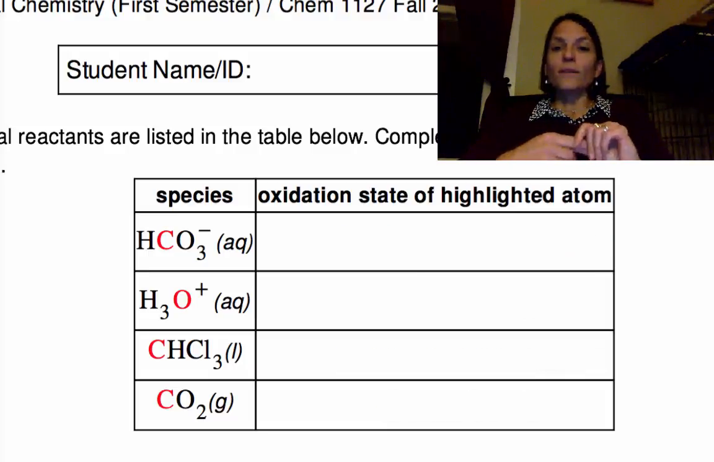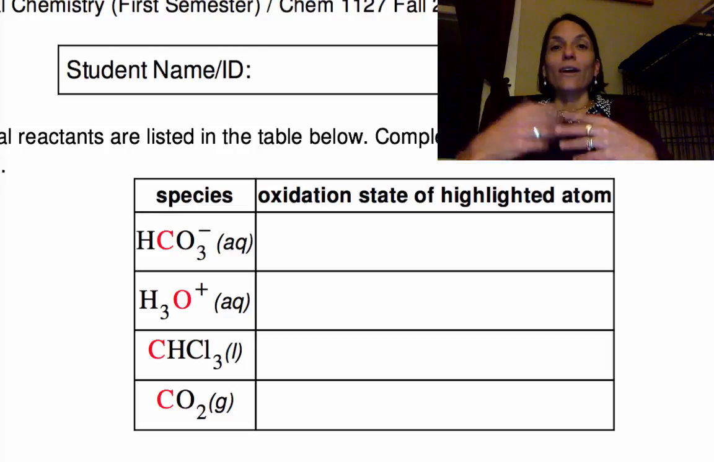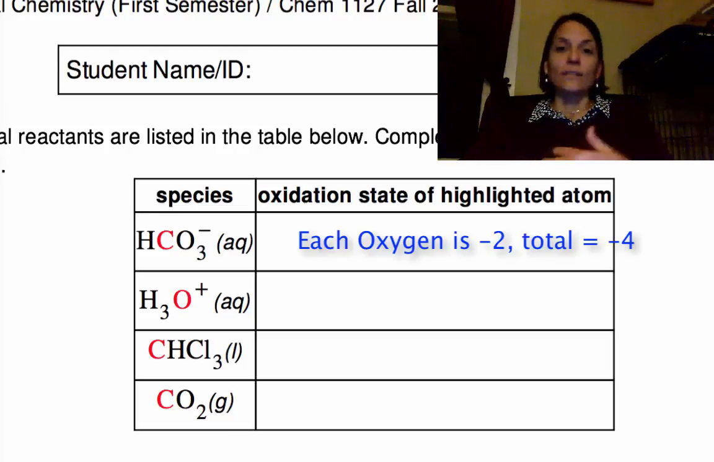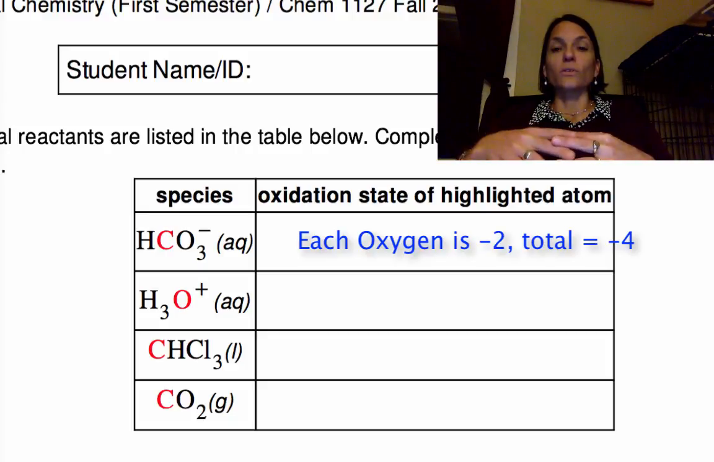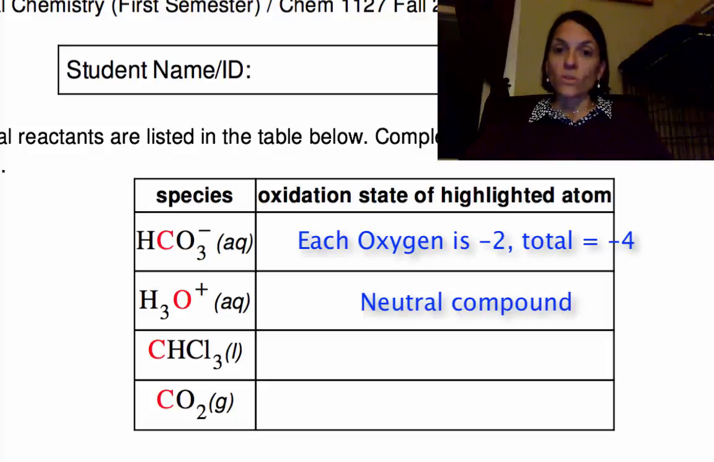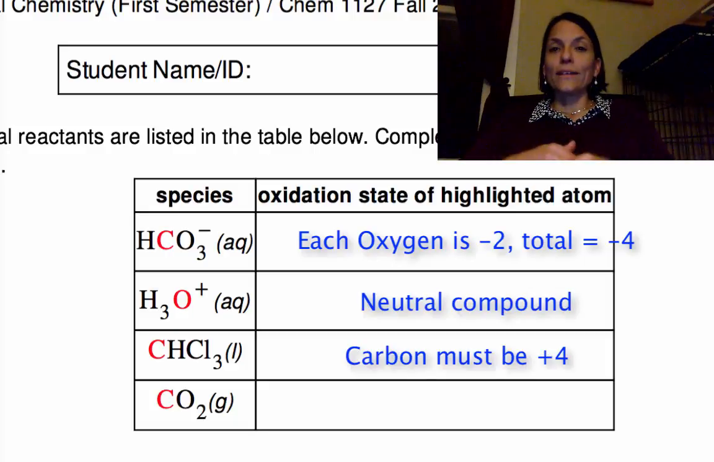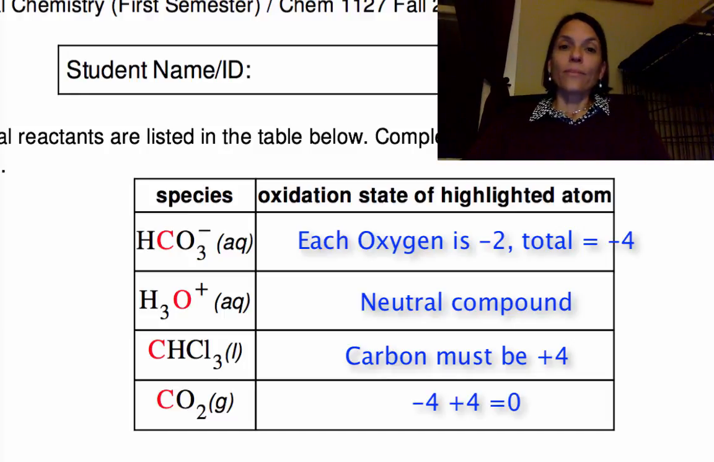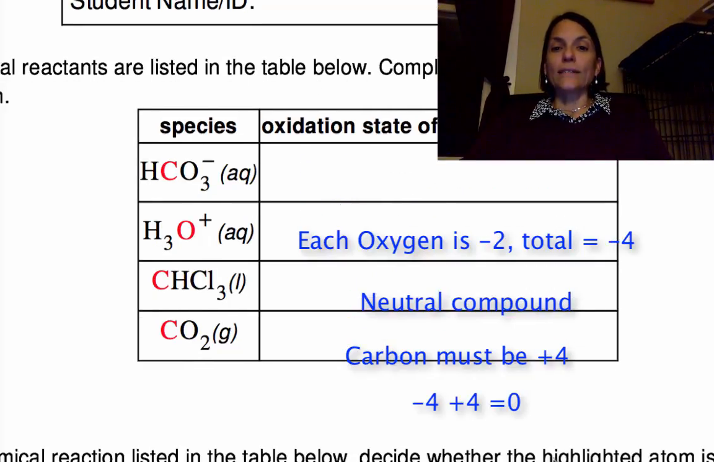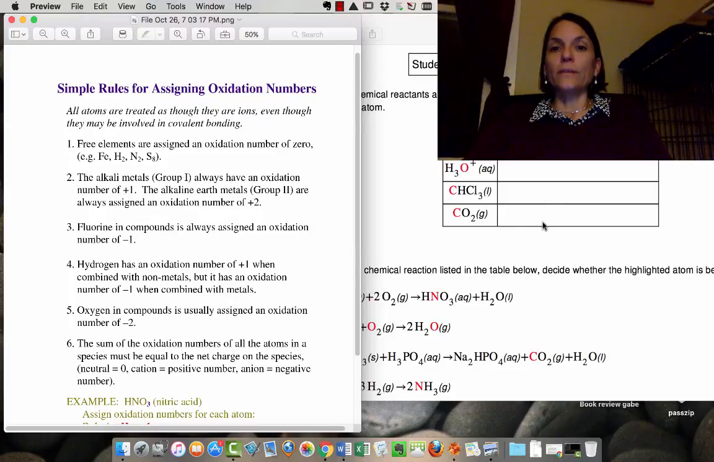All right, the last one on our list is carbon dioxide, our common greenhouse gas. Well, oxygen's always -2, unless it's with fluorine. So that means each oxygen has a -2 for a total of -4. And since the whole compound is neutral, the carbon has to be a +4 in this compound. All right, let's take a look at another problem here.